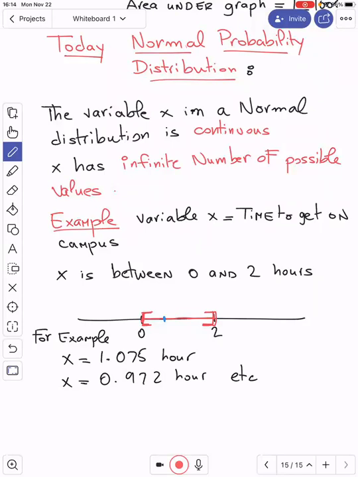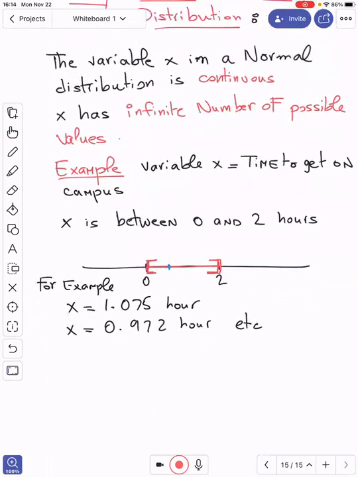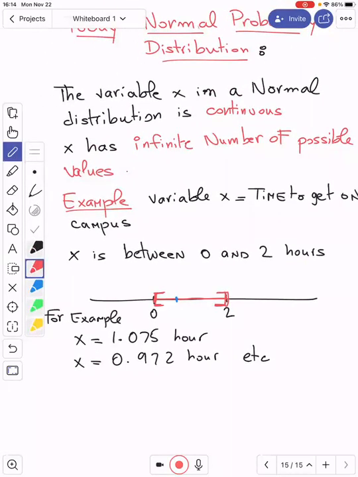All right. So that's the first thing about normal distribution. The variable x is a continuous variable. It's not a discrete variable. It's continuous, right? Now, the graph or the curve of a normal distribution. This is the first property of a normal distribution: the variable x is a continuous variable.